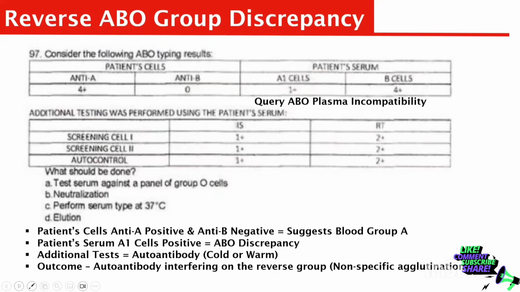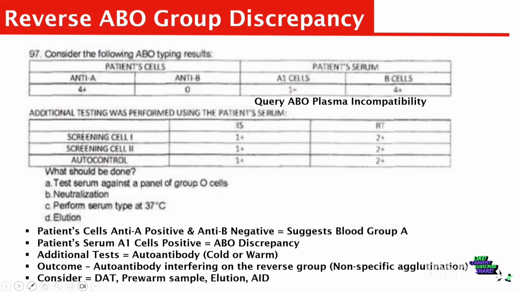So let's continue. Now, what if we are thinking that it is auto-antibody? We need to ask ourselves, how do we then investigate this? We can investigate this by looking at direct antiglobulin tests, because that will help to see the antibody binding on the surface of the red blood cell, which can help us to know whether it is auto-antibody.